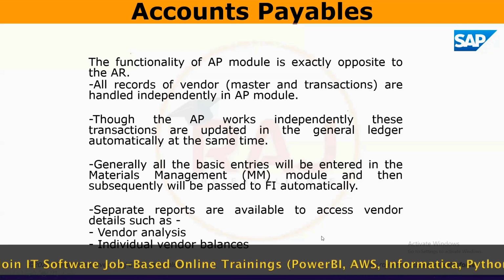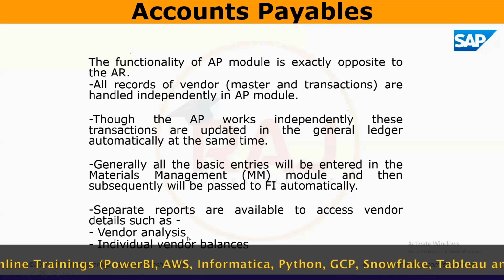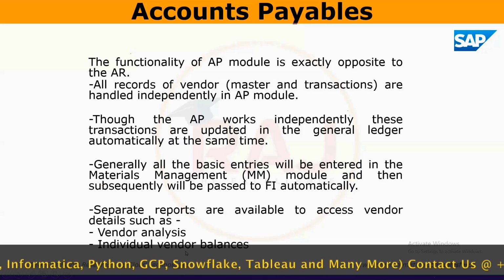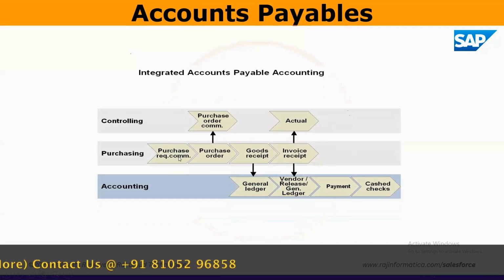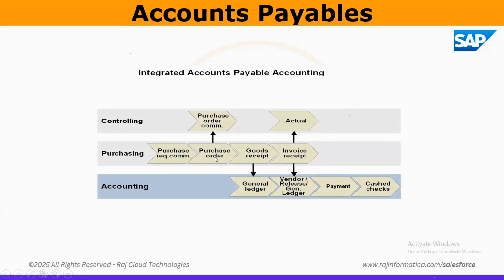Then we have separate reports available for accessing the vendor details, such as vendor analysis, individual vendor balances, and so on. The integrated accounts payable cycle looks like this. In purchasing, we have the purchase requisition and the purchase order, which are created for the vendor, but there will be no respective accounting entry. When we actually receive the material at the time of goods receipt, we receive the raw material, so it will be updated in the general ledger by updating the stock of raw material entry. Then you create or generate the invoice which is related to the vendor.